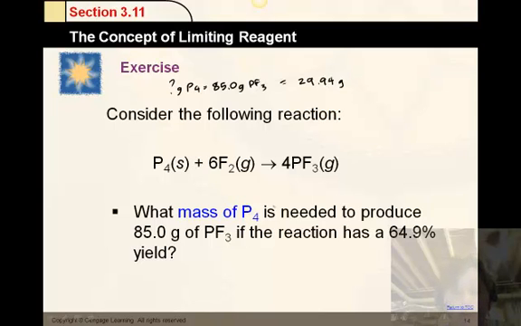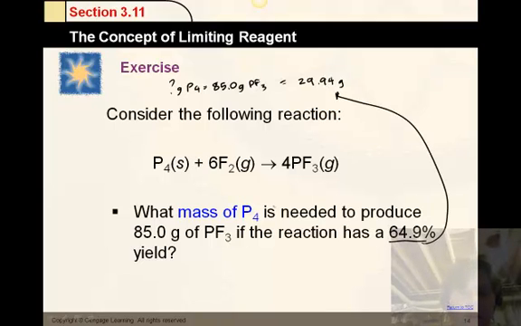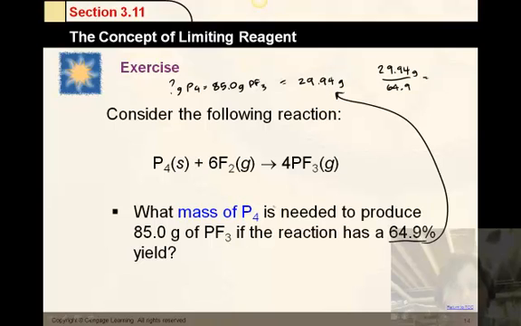Now that answer, however, is only a 64.9% yield, because it says that's what's produced. So therefore, if you want to know what mass gets you that, you would have to do a quick little calculation. In other words, if 29.94 grams is 64.9% yield, then how many grams would be 100% yield? And when you do that, you get 46.1 grams of P4. That's the actual accepted answer.